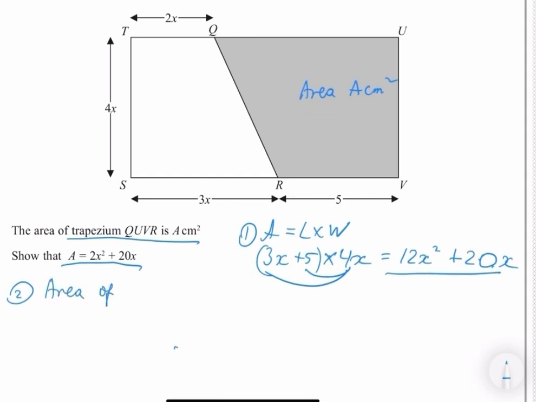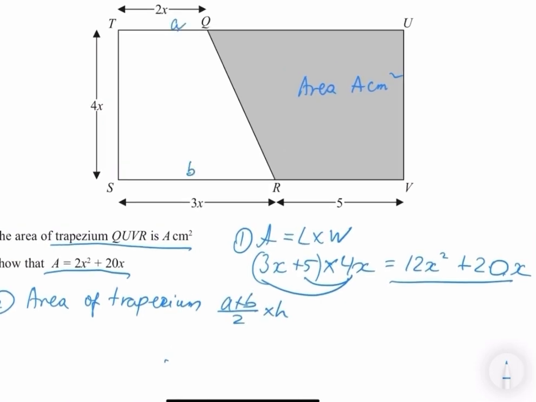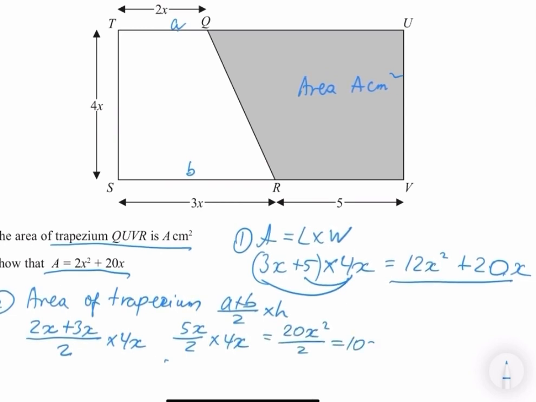Second, we're going to find the area of the trapezium, the non-shaded one, because you know the shaded one already. So that's a plus b divided by 2 times the height. A and b are the parallel sides in the trapezium, top and bottom here. So 2x plus 3x divided by 2 times 4x. Simplified, 5x divided by 2 times 4x. And eventually you will get 10x squared.